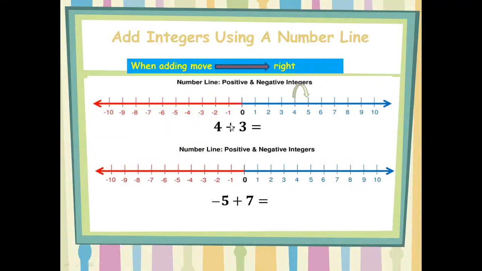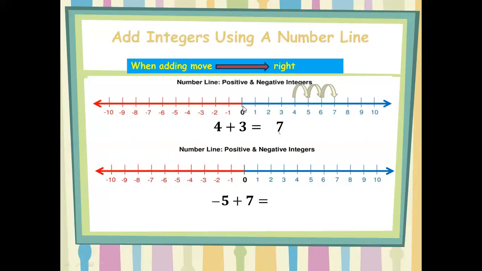Because here we are adding, we move to the right. So here we moved 1, then 2, and then 3. So 4 plus 3 is going to give you a 7. Anyhow, we know that it's 7. So this is how we use a number line. Now, is it going to be a negative or a positive 7? Of course, it's going to be a positive 7 because 4 plus 3, these are all positive numbers, the ones which you can see in blue.